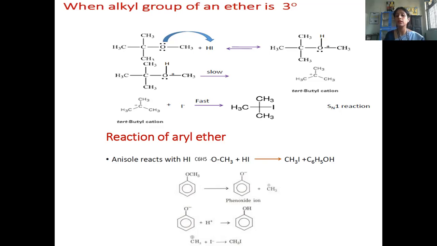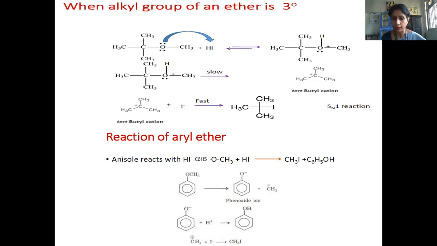Now consider when one of the R groups is an aryl group, so it is an alkyl aryl ether. In that case, the product will always be phenol. That means the H+ will go to the oxygen, giving a phenoxide ion. For example, here the example of anisole is given. Anisole means a benzene ring with an OCH3 group. When this reacts with HI, the intermediate will be a phenoxide ion.